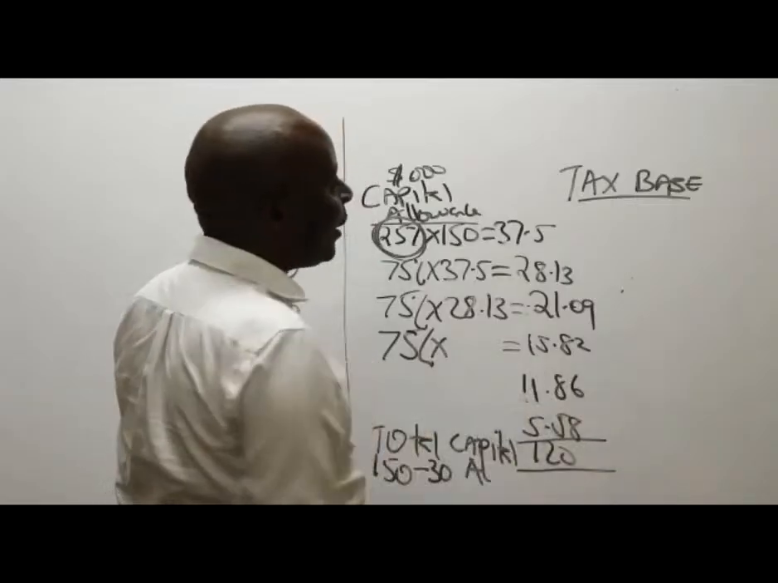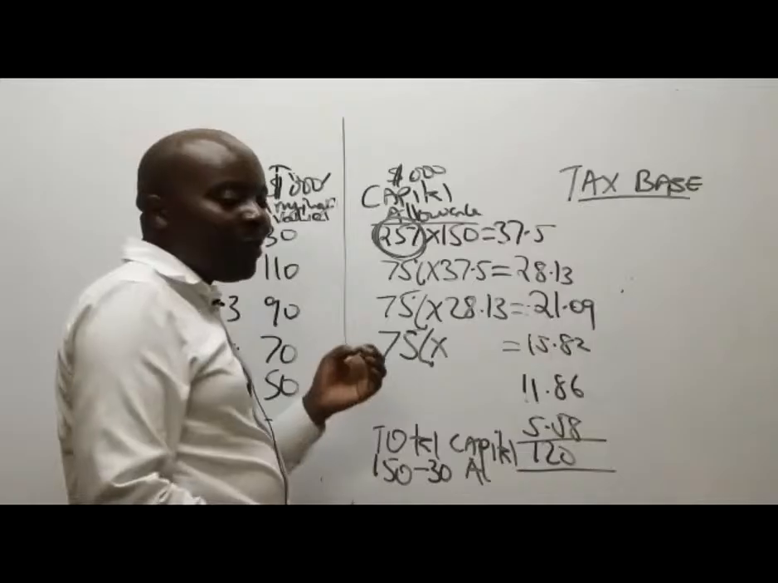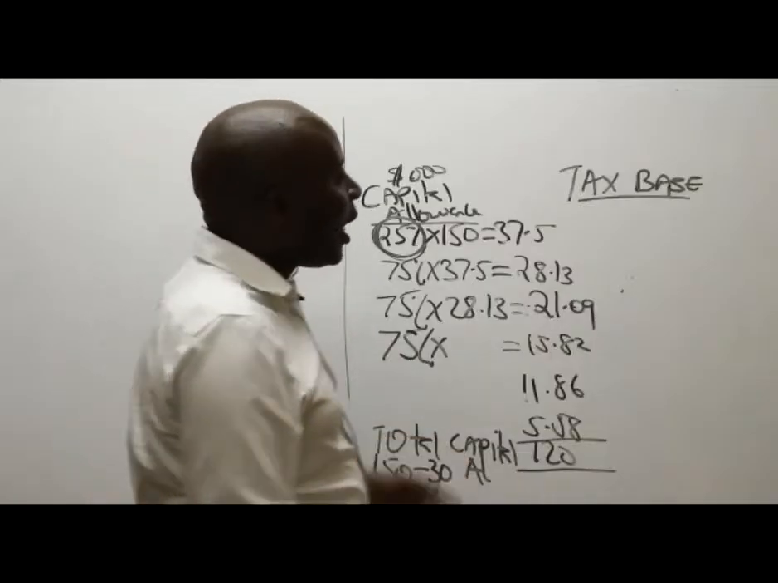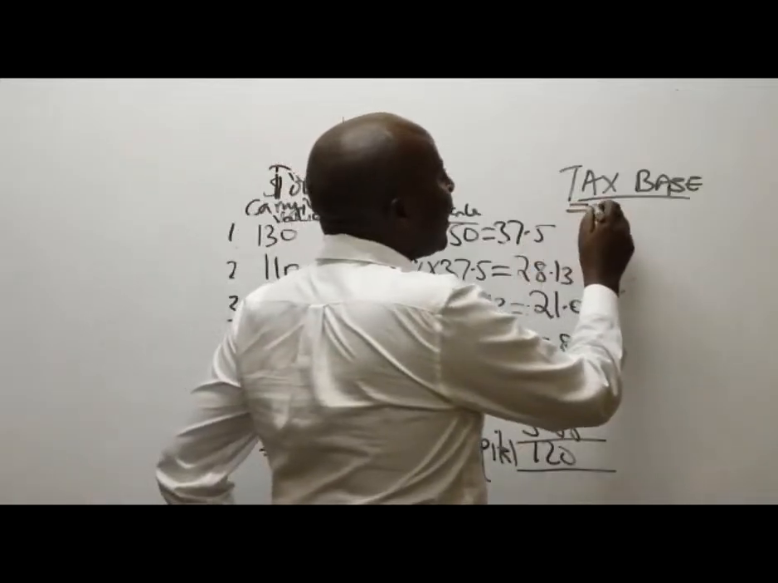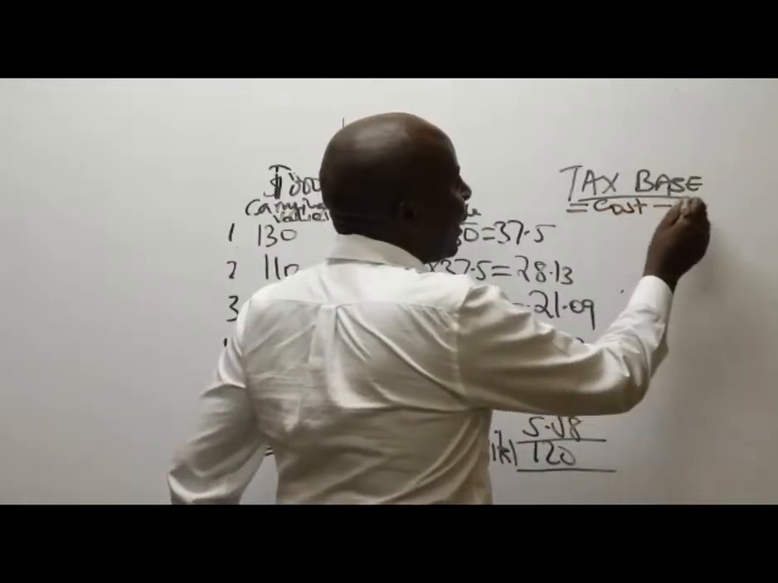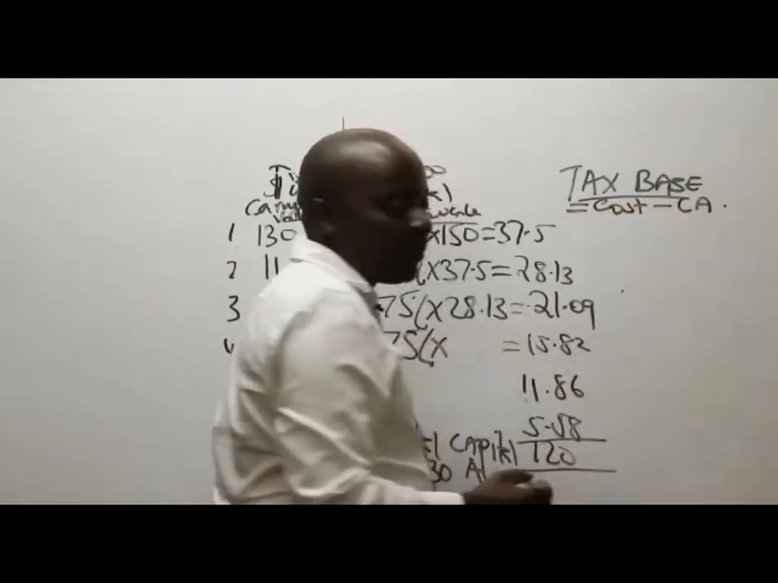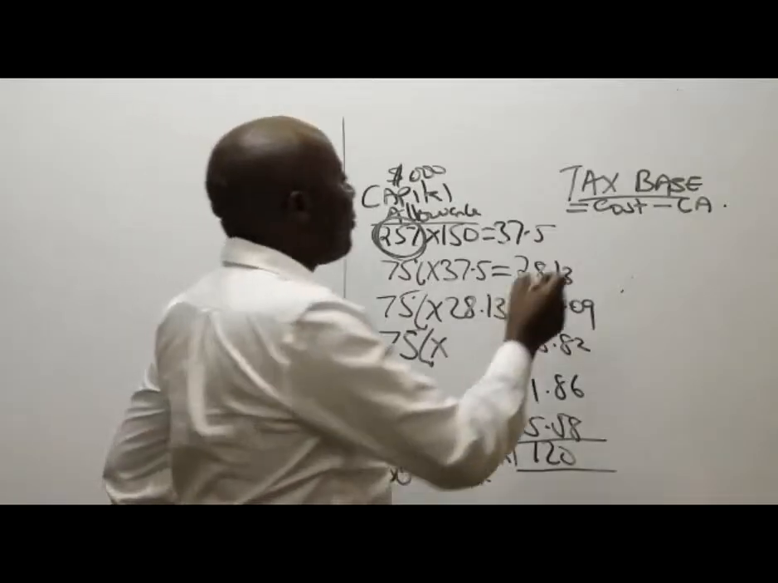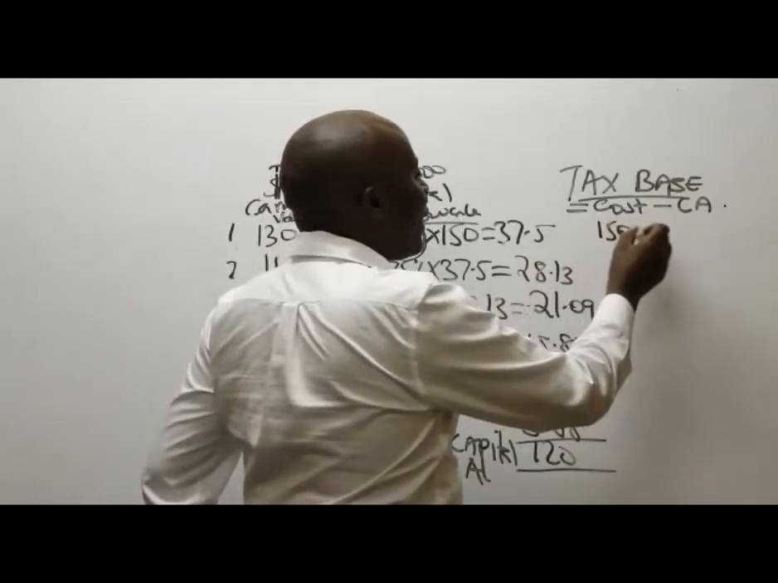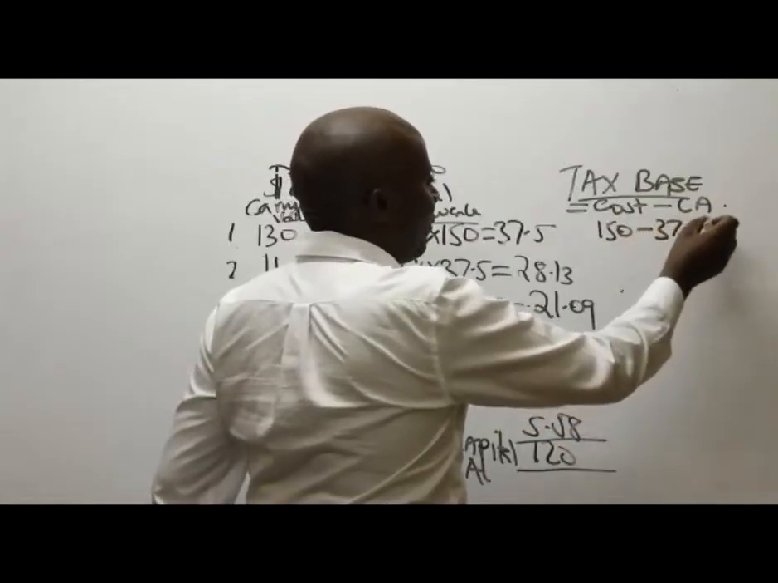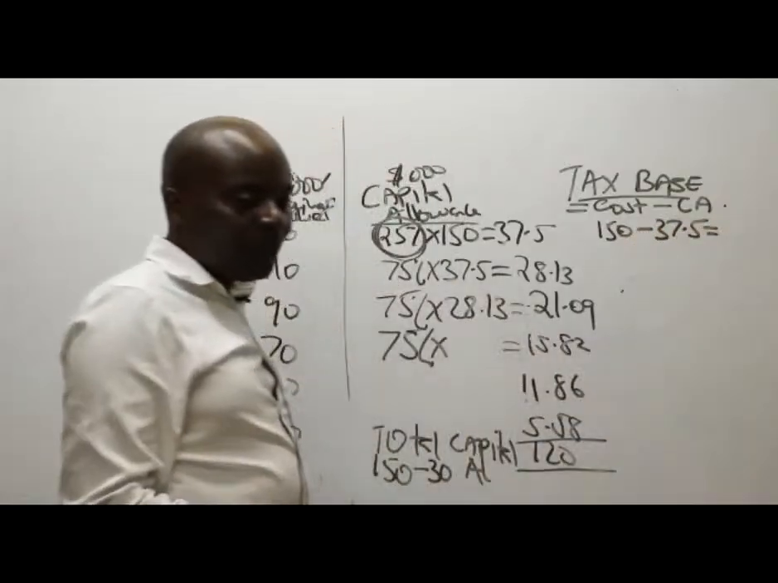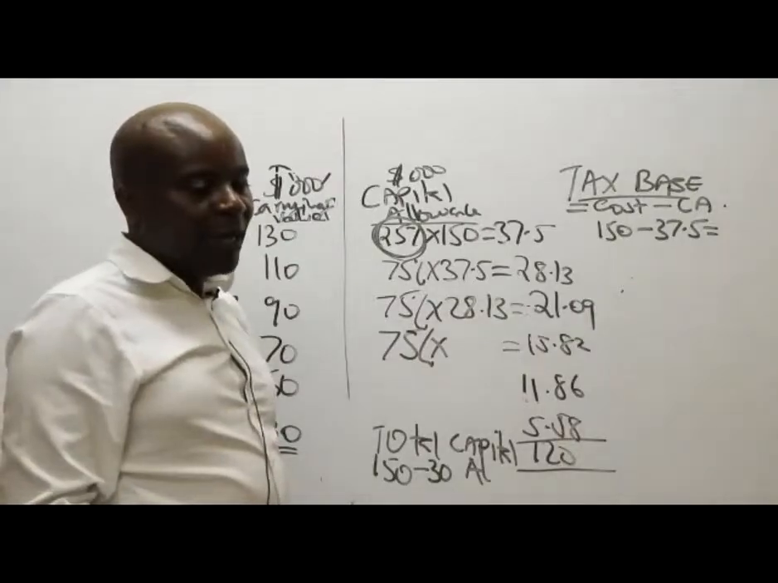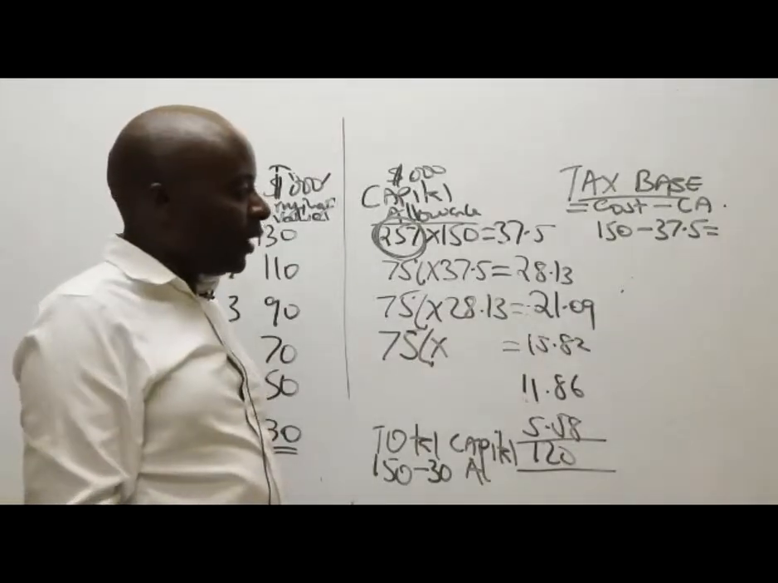Now from there, come and give me the tax base. And somebody has been able to give us the tax base very well. Same formula, tax base: just take the initial cost minus the capital allowance. Thank you very much, Jen Rose. Jen Rose says, mwalimu, it is 150 minus 37.5. So could you kindly give me these figures very fast?